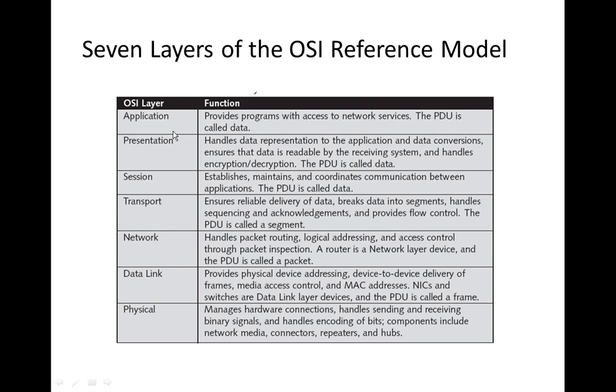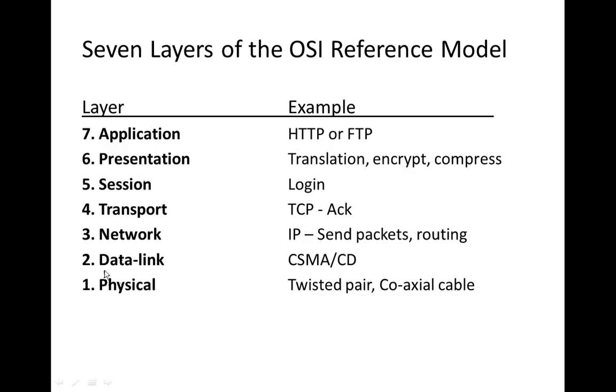So there are 7 layers in the OSI model. So let's look at the function of each layer and an example of each. 7 layers for the OSI model. We'll start out with layer 1. Layer 1, the physical layer, is concerned with cabling, such as twisted pair, coax, and fiber optic.